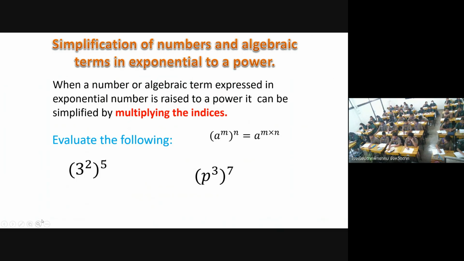Again, if you have a to the power of m to the power of n, what you need to do is to copy the base and you're going to multiply the exponents. You're going to have m times n. Okay, everyone, please read this. Everyone read. 3 to the power of 2 to the power of 5.